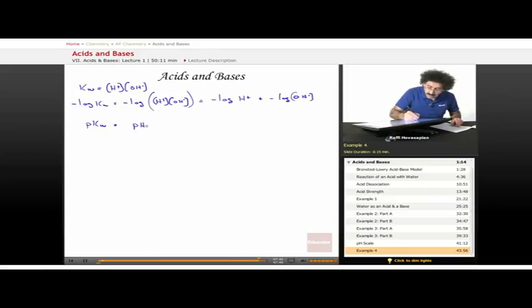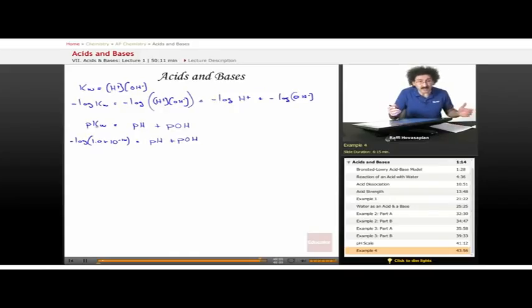pH plus pOH. Well, pKw is the negative log of 1.0 times 10 to the negative 14, which equals pH plus pOH, because Kw is 1 times 10 to the negative 14. The negative log of that is 14. That's our final relationship.